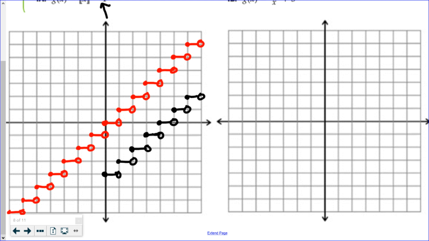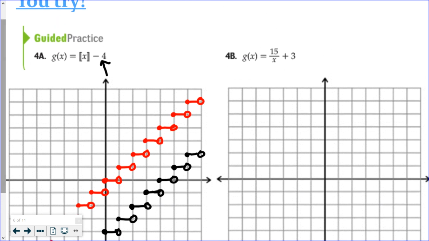If we forgot what greatest integer function means, remember, it's the greatest integer that is less than or equal to our point. It's kind of like we round everything down. Even 1.7 would become 1, not 2. So there we go. There's our greatest integer function shifted down vertically by 4.